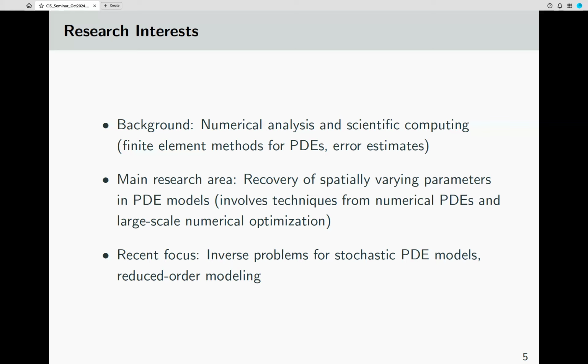And reduced order modeling, that has to do with improving the computational efficiency of whatever method you are using or whatever problem you're solving. So that's something that I'm currently looking into. I haven't made much progress in that one, but that's something that I'm interested in.